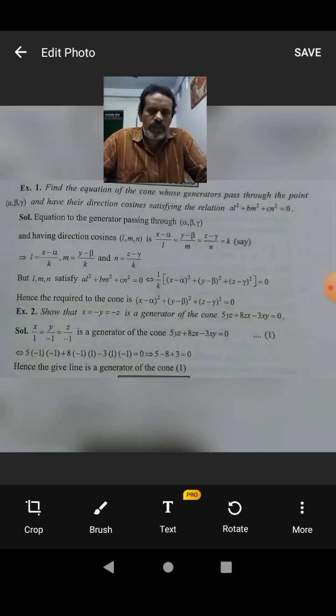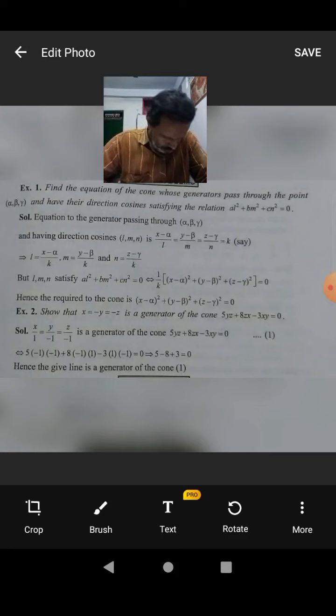These values are substituted in the cone. If you get 0, automatically the given line, or generator, lies on the cone. So substituting the values, 5 into minus 1 plus 8 into minus 1 minus 3 into 1 into minus 1. So you will get 5 minus 8 plus 3. 8 minus 8 gives 0. So automatically we concluded that the given generator lies on the cone 5yz plus 8zx minus 3xy is equal to 0. These are simple problems about this topic.